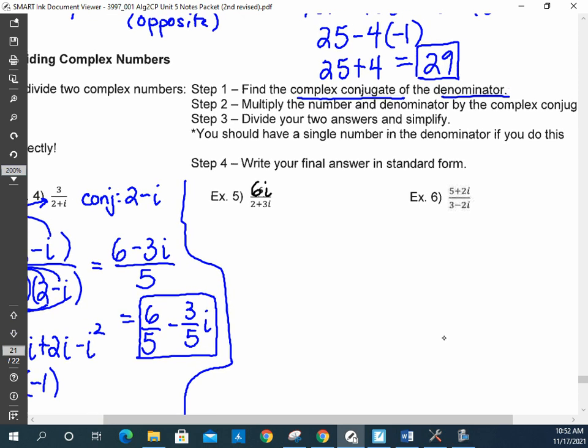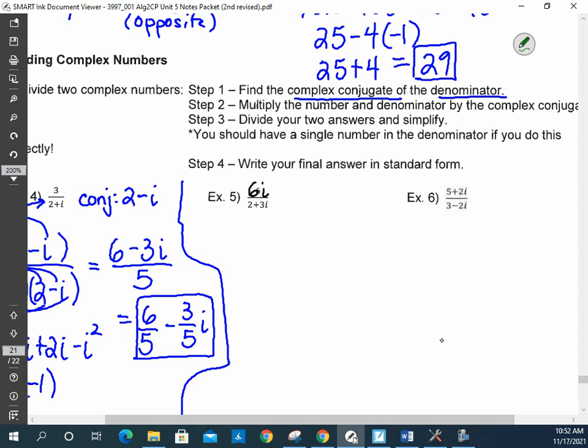So how we solve it doesn't change. Take our denominator, find the conjugate. The conjugate is 2 minus 3i. So that part doesn't change. Multiply the numerator and the denominator by the conjugate.